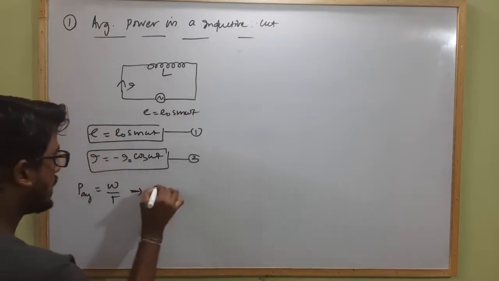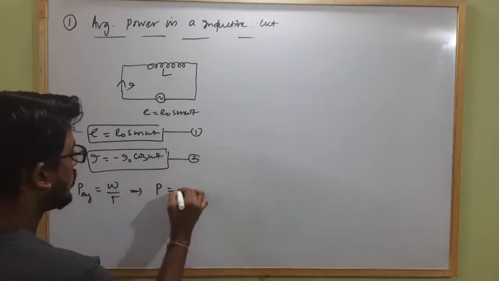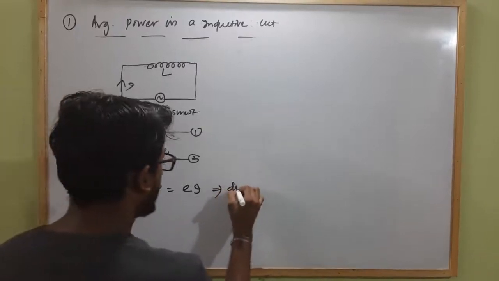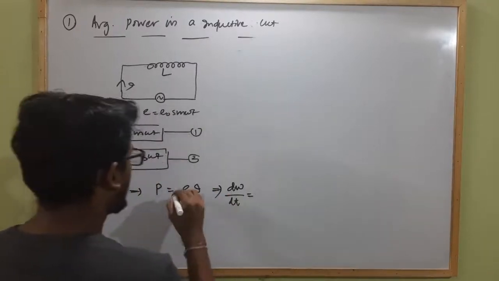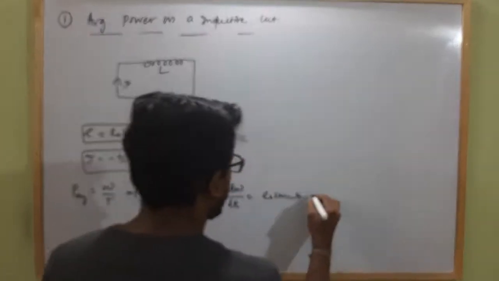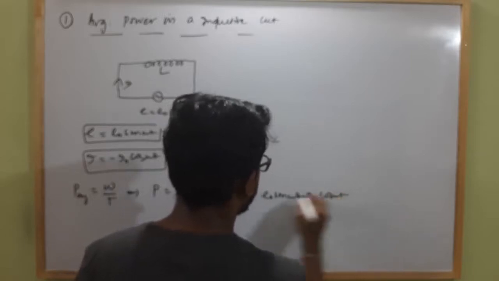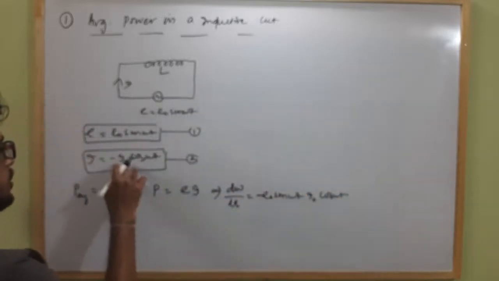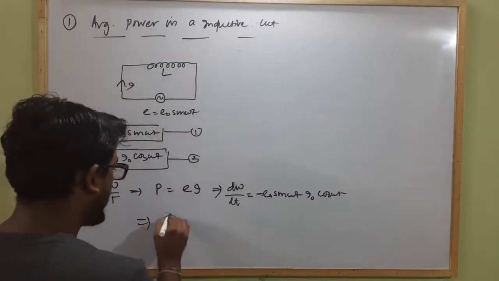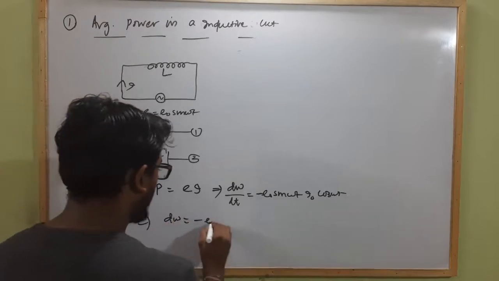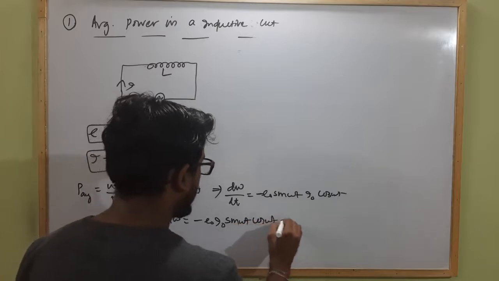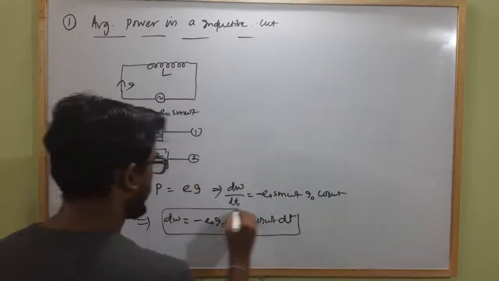So from these two, P average will be total work done by total time over a complete cycle. So you can write P equal to how much? As we know, P equal to E into I. So we can write dW by dt equal to E naught sin omega t into minus I naught cos omega t. So dW will be equal to minus E naught I naught sin omega t cos omega t dt.